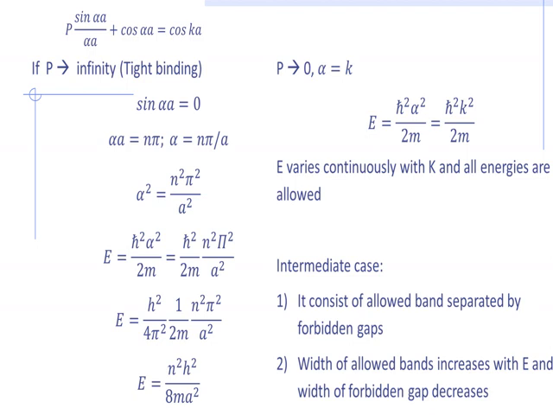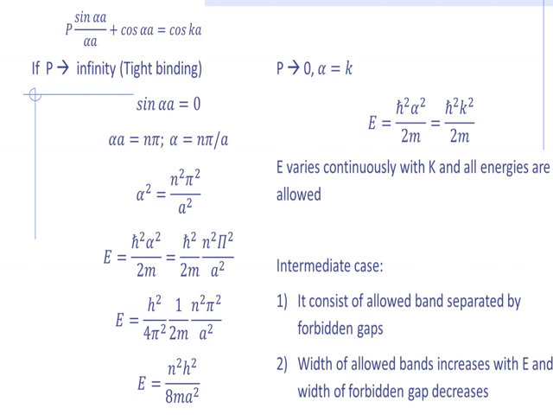And if you put it in the same expression for E, then you get ħ²K² upon 2m. Now, there is no restriction on the value of energy that the particle, or that electron, can have. E varies continuously with K and all energies are allowed. Now let us think about an intermediate case between 0 and infinity.